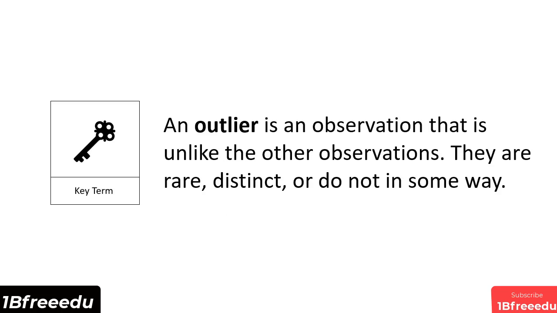All right, so what is an outlier? An outlier is an observation that's unlike any other observation. They are rare, distinct, or do not fit in some way. Now, outliers can have many causes, such as measurement or input error, data corruption, and true outlier observations. There's no precise way to define and identify outliers in general because of the specifics of each dataset.